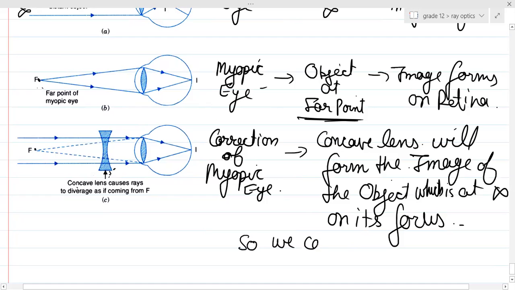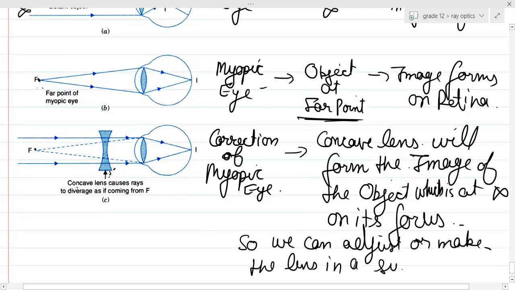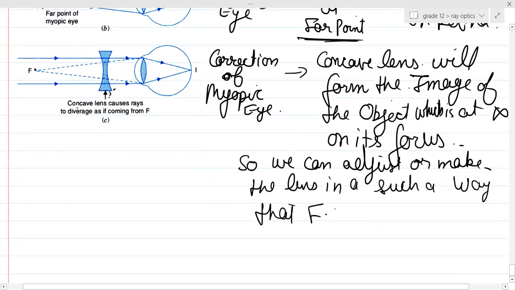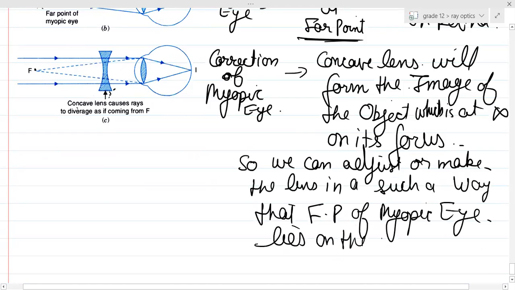So we can adjust or make the lens in such a way that the far point of the myopic eye lies on the focus of the concave lens. Is it clear, guys? Did you understand the logic behind it? Can everyone understand the logic behind it?